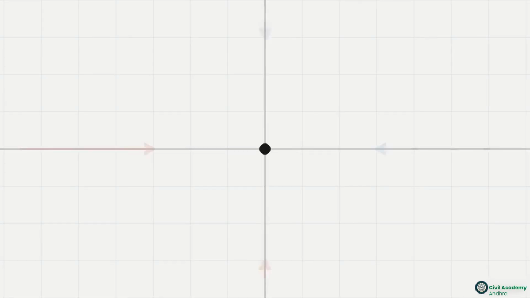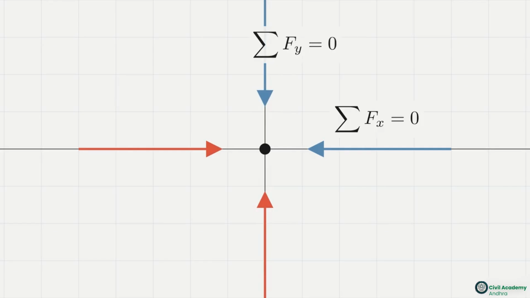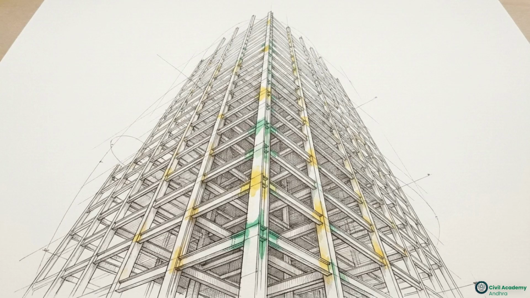For any two-dimensional rigid body to remain at rest, the sum of forces in the x direction must be 0, the sum of forces in the y direction must be 0, and the sum of all moments, the rotational forces, must also equal 0. Proving these three equations equal 0 is the primary task of structural engineering, whether the project is a simple shelf or a massive skyscraper.